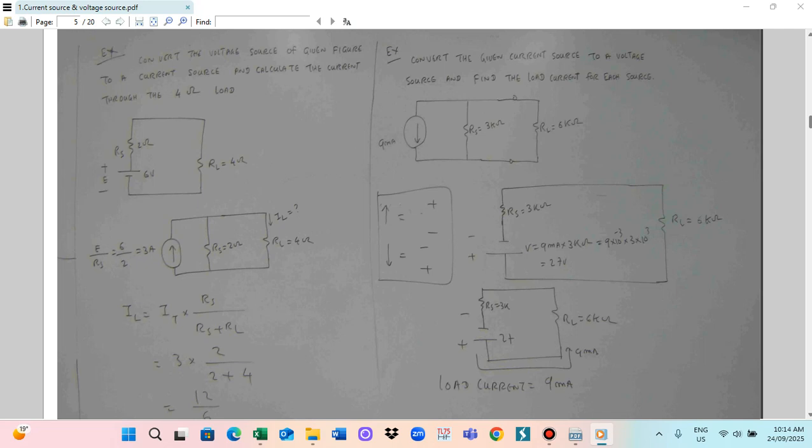And also the load current, which means we have to find the total load current. So the load current is also the same as 9 milliampere. Load current is equal to 9 milliampere, because this 9 milliampere current flows to the load.